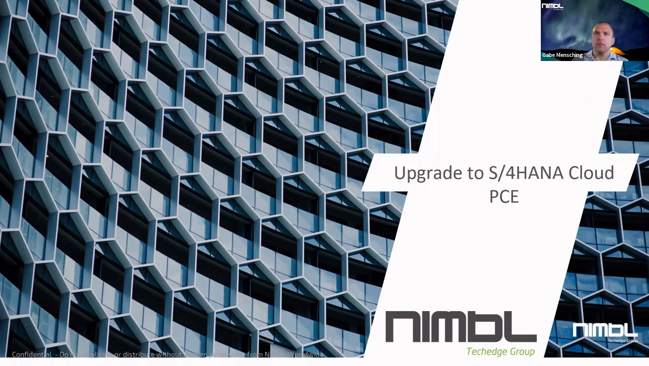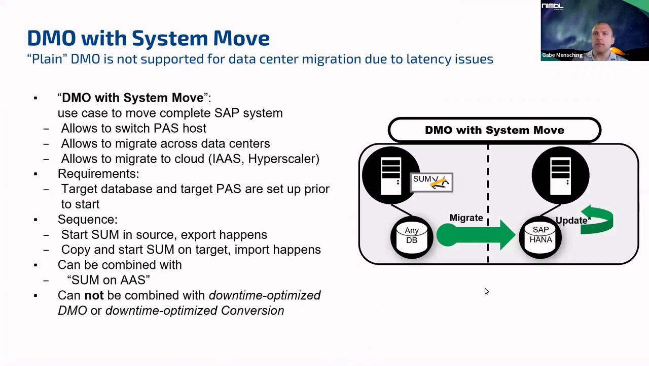Thank you, MJ. So as MJ said, now we're going to talk about the upgrade to S/4HANA Private Cloud Edition. SAP came out with the Software Update Manager. The Software Update Manager, or SUM, is what all customers use to update their SAP systems. They then came out with the SUM DMO, or Database Migration Option, as part of Software Update Manager. This allowed you to migrate to a different database, namely HANA, as part of a one-step upgrade.